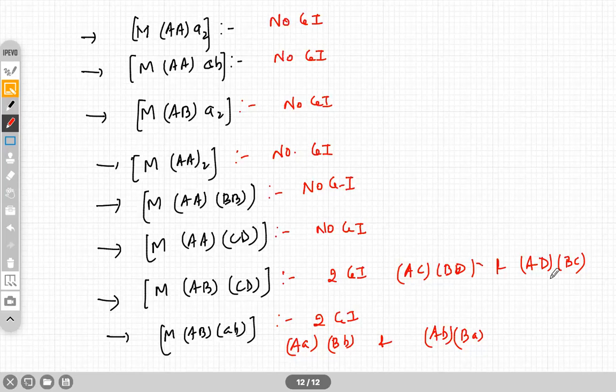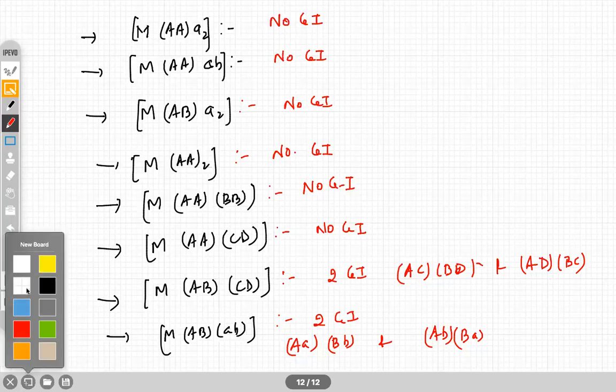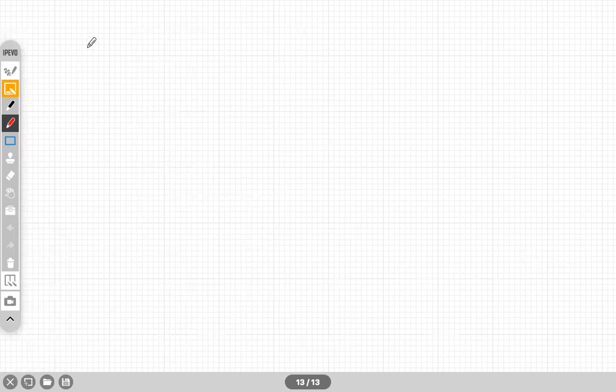So these are the few examples we have done for coordination number 4 and 6. Okay. Now we'll see the optical isomerism. We don't have much in this, only a few examples we need to discuss in optical isomerism. So write down the heading: optical isomerism.